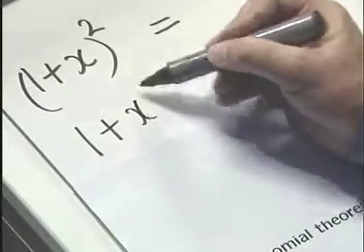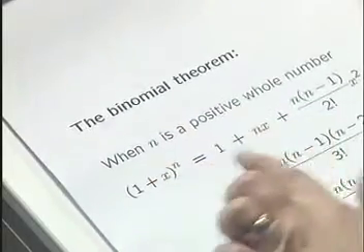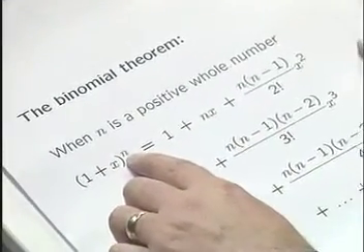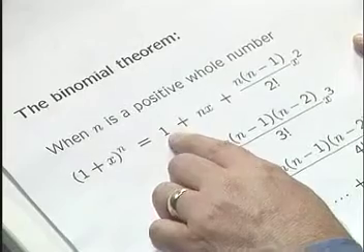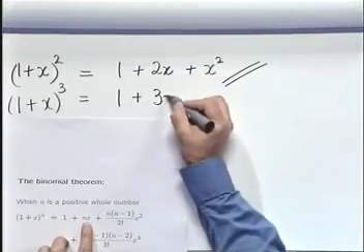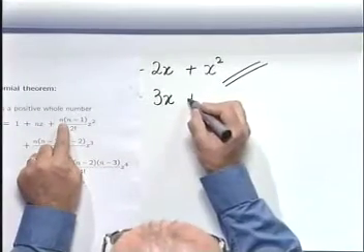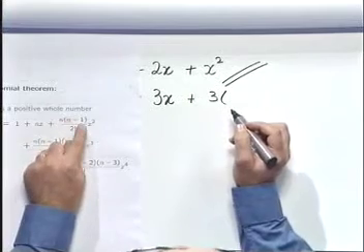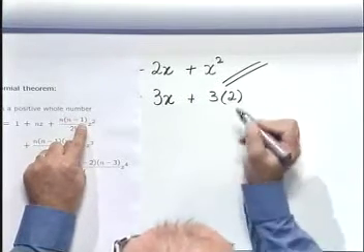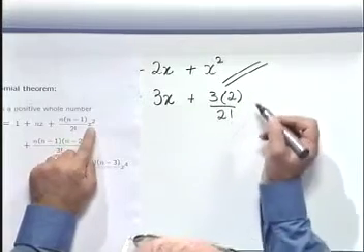Let's look at the theorem for the case when n is 3. Let's expand 1 plus x to the power 3. I'm going to use the theorem again, but this time we're going to let n be 3. So we'll want 1 plus 3x and then we'll want 3 minus 1. 3 minus 1 is 2, all divided by 2 factorial, then an x squared.